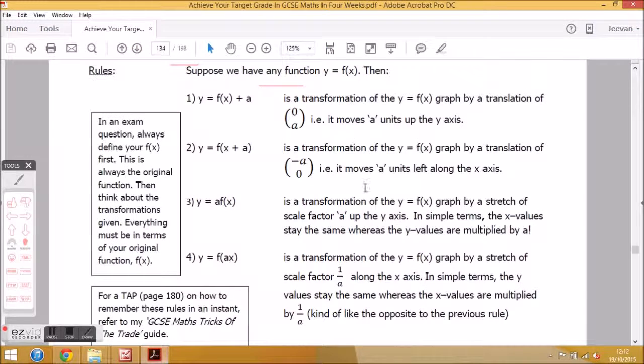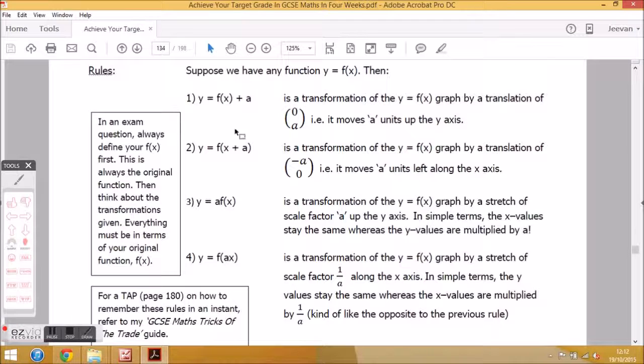So these are the laws. This is actually taken from my GCSE Maths in 4 Weeks program, from the main revision guide. This whole guide is about summarizing all of the key properties or keynotes of all the different topics in your exam. So this is my section on graph transformations. As you can see, it's very small, because this is the essence. You just need to know these 4 rules.